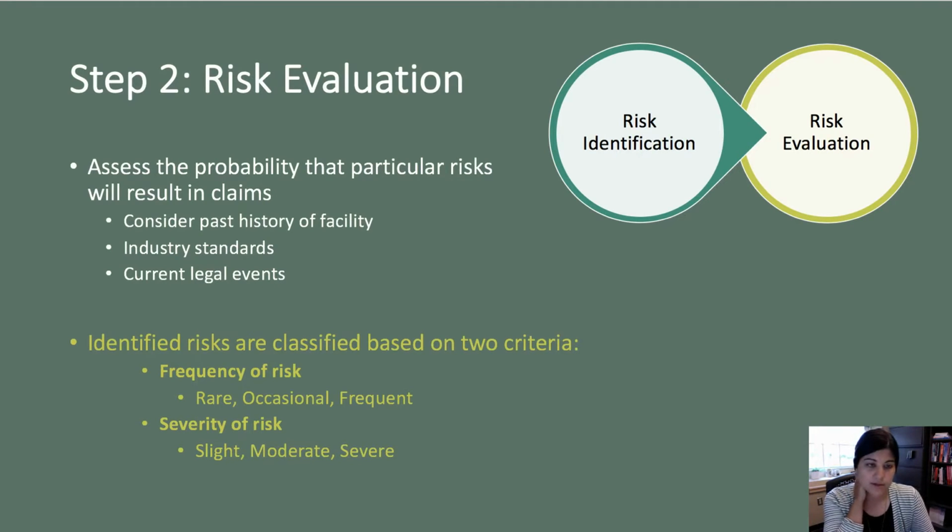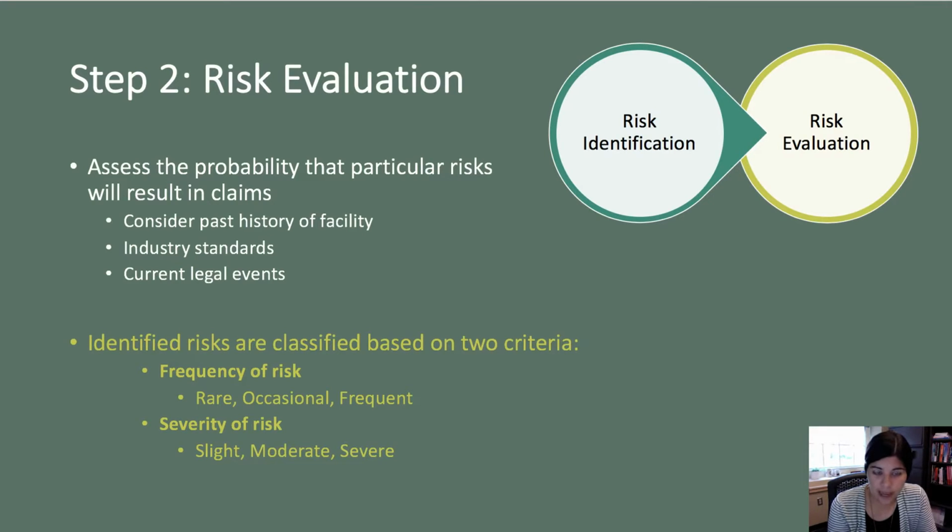Okay, so step 2 of our risk management process is evaluation. We've collected this list of potential risks for our organization. Now we need to evaluate those risks. So what does that mean? Well, basically we want to classify risk based on two things: frequency of risk, so how often these risks are likely to impact our organization, and then severity of risk. How severe are these risks potentially?